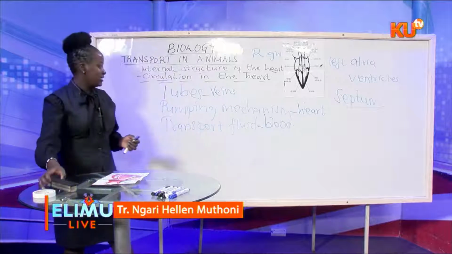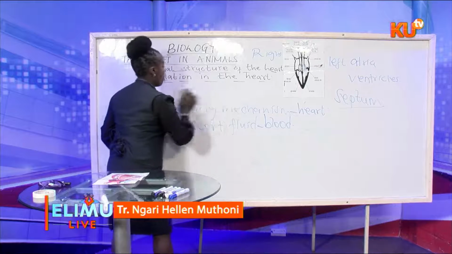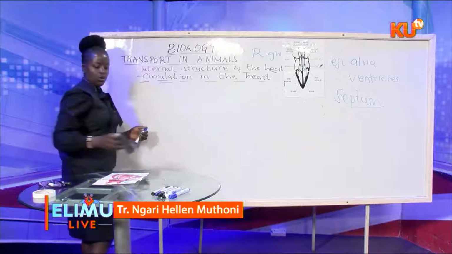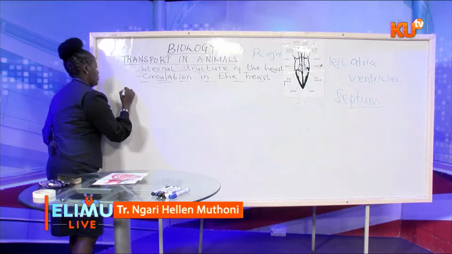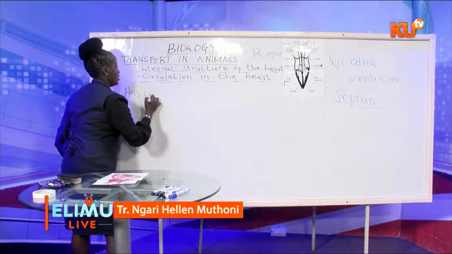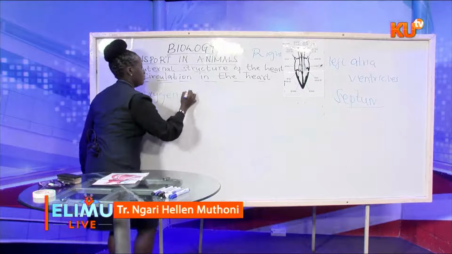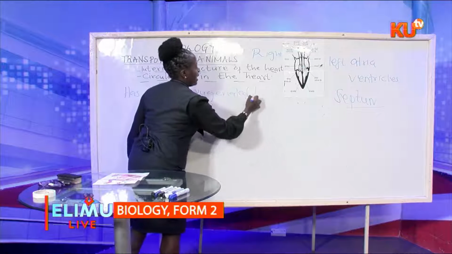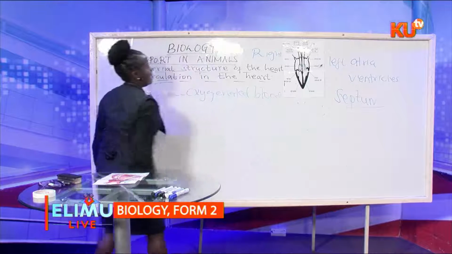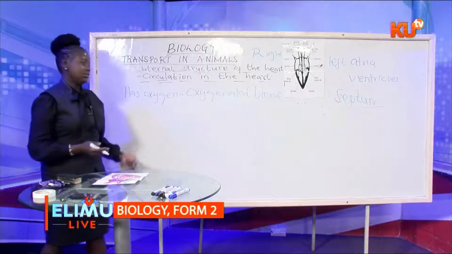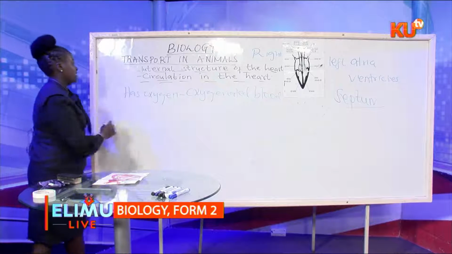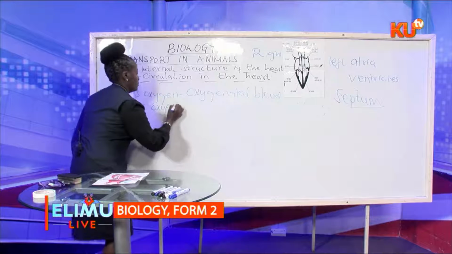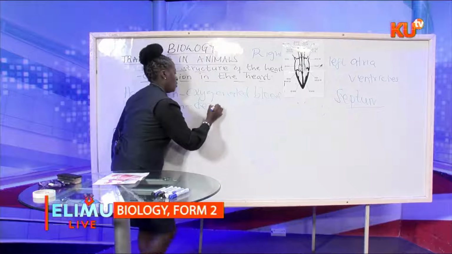Now the blood can either contain oxygen or lack oxygen. When blood contains oxygen, we call it oxygenated blood. The one that has oxygen is called oxygenated blood, and the one that lacks oxygen is called deoxygenated blood. It is the opposite. When it lacks oxygen, it is deoxygenated.